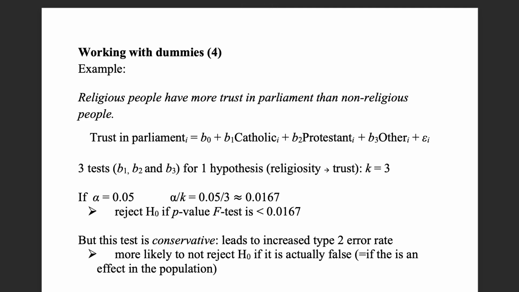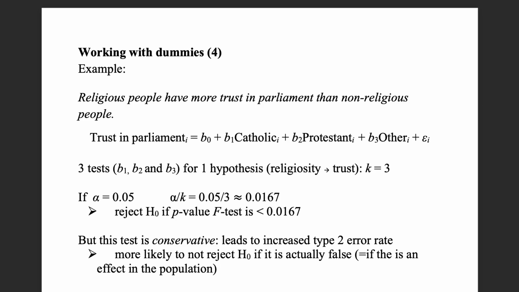Of course, the more difficult you make it to reject your null hypothesis, the more likely you make it to not be rejecting your null hypothesis when you should be rejecting it. In other words, by using this Bonferroni adjustment, we make it more difficult to find a statistically significant effect. But of course, that also means that we make it more difficult to find a statistically significant effect if in fact there really is an effect in the population. So in other words, using this Bonferroni correction in our statistical test is what is called a conservative test, in the sense that it leads to an increase in the type 2 error rate.